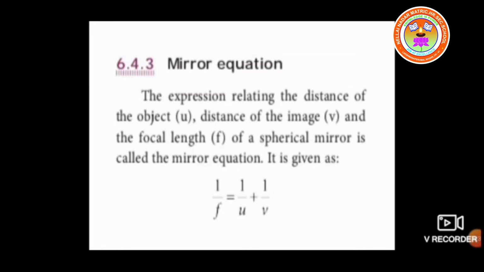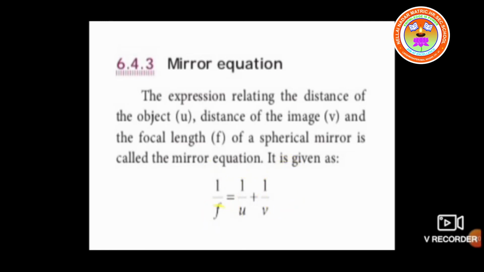Next, mirror equation. The expression relating the distance of the object U, the distance of the image V, and the focal length F of a spherical mirror is called the mirror equation. The relation between U, V and F is given by 1 divided by F is equal to 1 divided by U plus 1 divided by V.